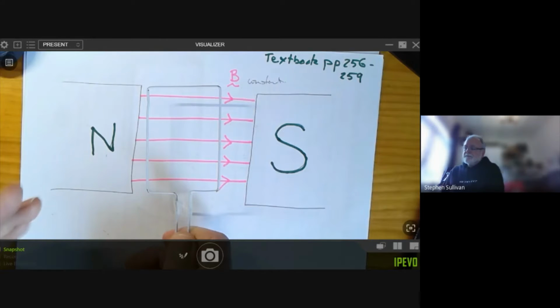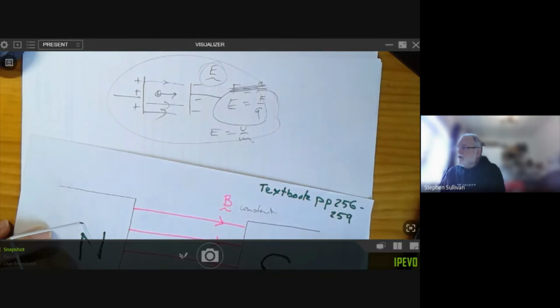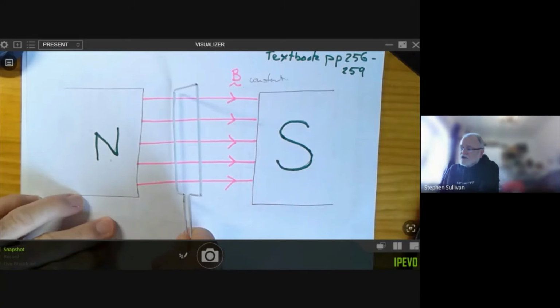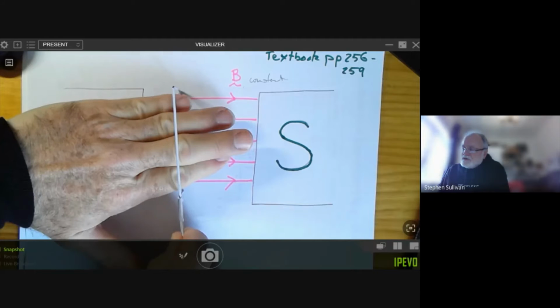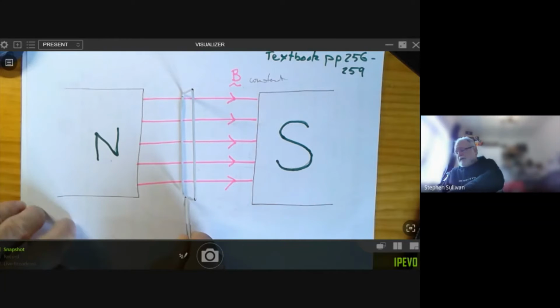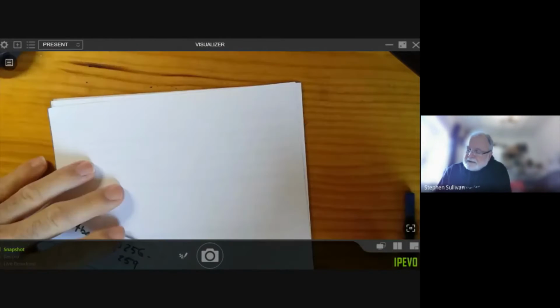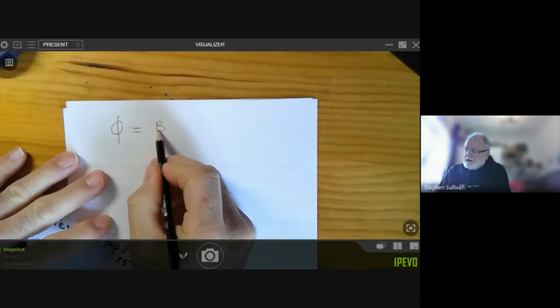Unlike our electric fields, where we're very interested in the size of the electric field, when it comes to magnetic fields, what we're interested in is the amount of magnetic field that goes through our surface, through our loop. And the amount of magnetic field through the loop is measured in flux. And flux, as you saw in the notes, magnetic flux is equal to the magnetic field strength times the area.